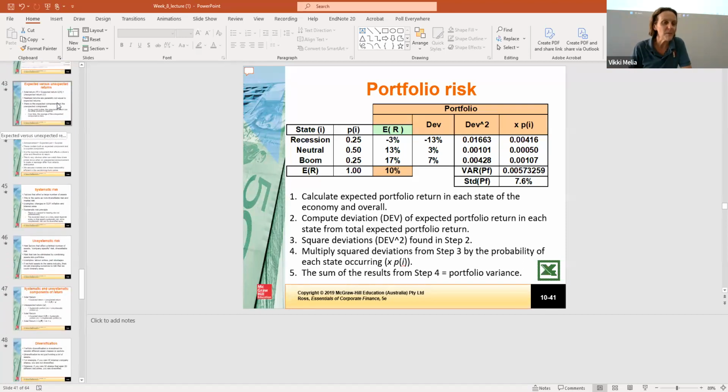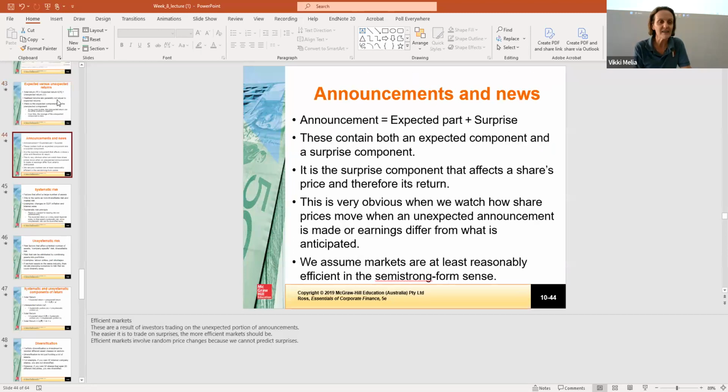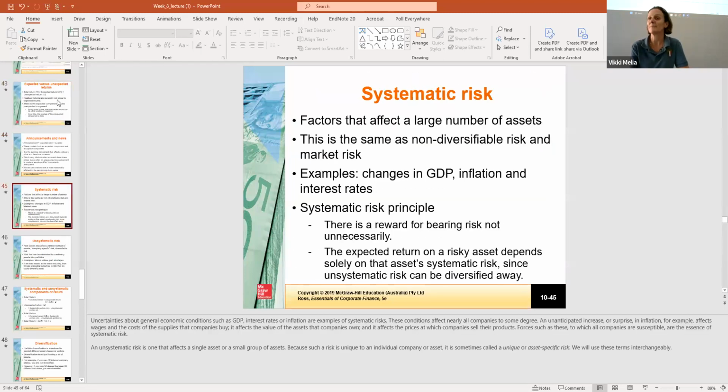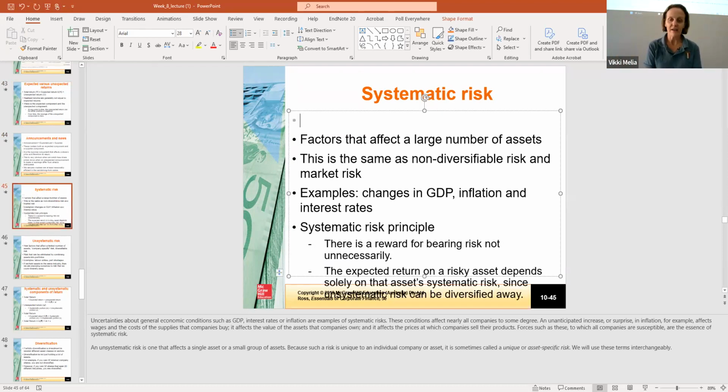Then there's some information following on from that that discusses risk. And there are 2 key types of risk that you should understand. They're called systematic risk and unsystematic risk. Systematic risk, I think of as market-wide risk. For me, I just describe it as market-wide risk.